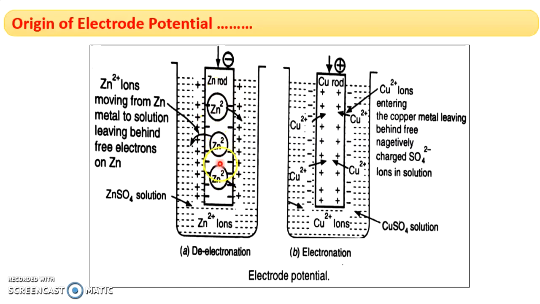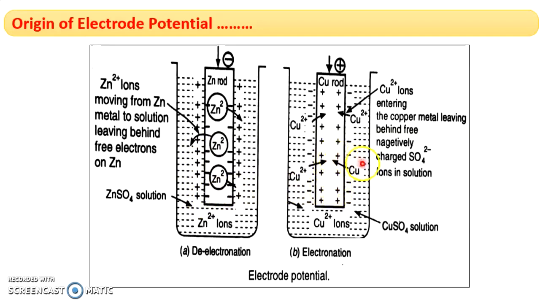Here in the first case, the zinc rod develops a negative charge, so it will attract positively charged ions from the electrolyte. These positively charged ions form a layer around the zinc rod. This layer is called the Helmholtz double layer. The same is the case with the copper electrode also.